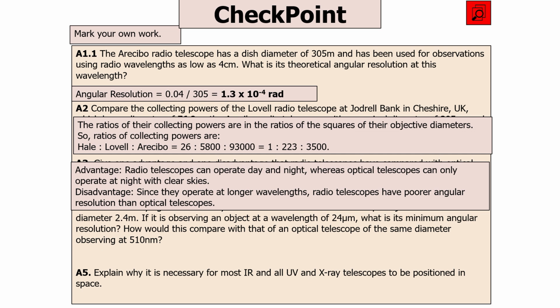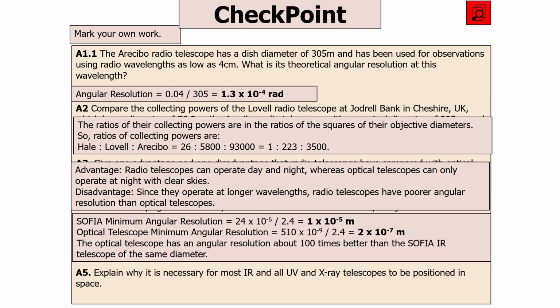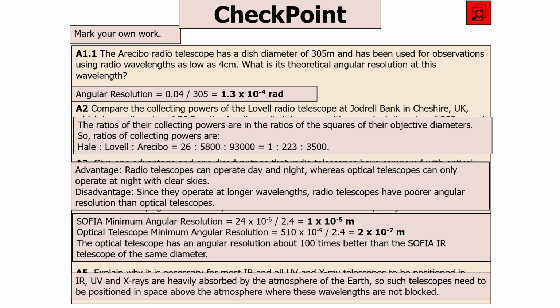The advantage is that radio telescopes can operate day and night, while optical telescopes can only operate at night with clear skies, but the disadvantage is because radio waves are at longer wavelengths, the telescopes will have a poorer angular resolution than the optical ones. The minimum angular resolution again is the Rayleigh criterion, so you can link it all through, and you can note that the optical telescope has a much better angular resolution than the infrared telescope. And then infrared, UV and X-rays are heavily absorbed by the atmosphere of Earth, so such telescopes need to be positioned in space above the atmosphere where these wavelengths are not blocked.